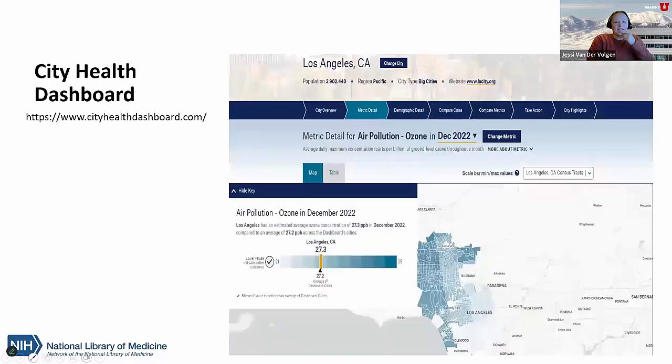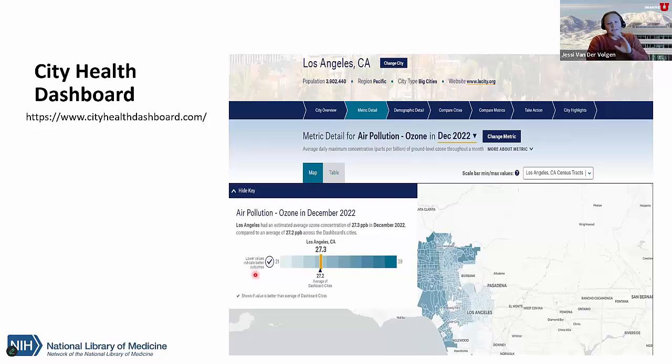And finally, narrowing down a bit more, is the third and final resource, the City Health Dashboard. And this is for the nation's 500 largest cities and shows where they stand on 36 key measures of health and factors affecting health across 5 areas, including health behaviors, social and economic factors, the physical environment, health outcomes, and clinical care. In this case, I've pulled up the air pollution metric, and this bar shows you how Los Angeles compares to other cities in the dashboard. And it notes that a lower value is a better outcome.